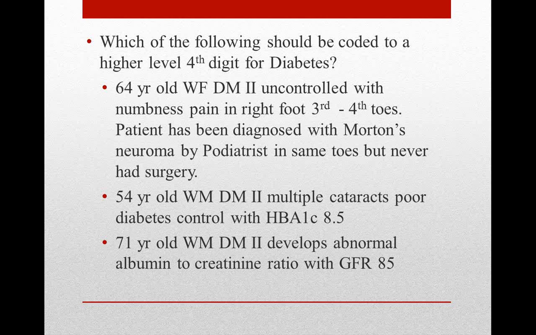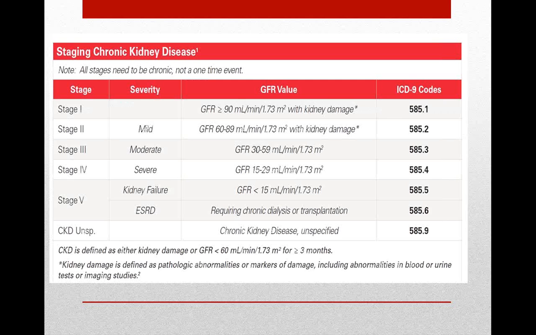71-year-old develops abnormal albumin to creatinine ratio, has a fairly normal GFR. Any abnormality that's secondary to diabetes, proteinuria, microalbuminuria, does qualify as a chronic kidney disease diagnosis, 585. So even though that patient has an 85 GFR, they do have some kidney damage, which is the abnormality in the urine. So you can code a 585.2, and you can make their diabetic code now a 250.40. It's very important to understand these kidney disease stages and the ranges and how you document this.